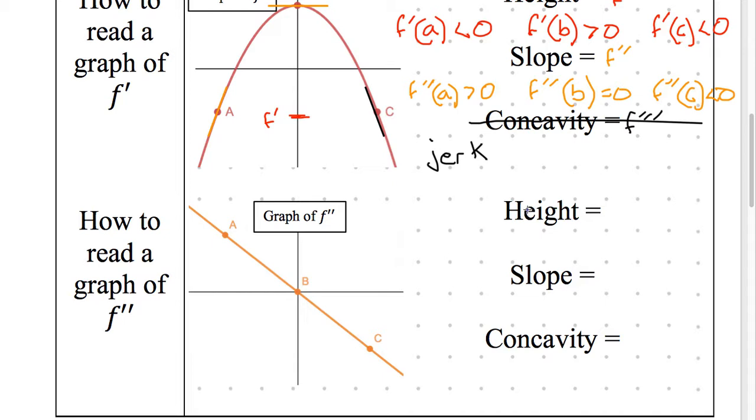All right, the graph of f double prime. What is height represented by? F double prime. So if I have a graph of f double prime, the height is always whatever it tells me right here. That's the shortcut. Height is always whatever it tells me. If it told me it's a graph of f double prime, the height is f double prime. That's the shortcut.